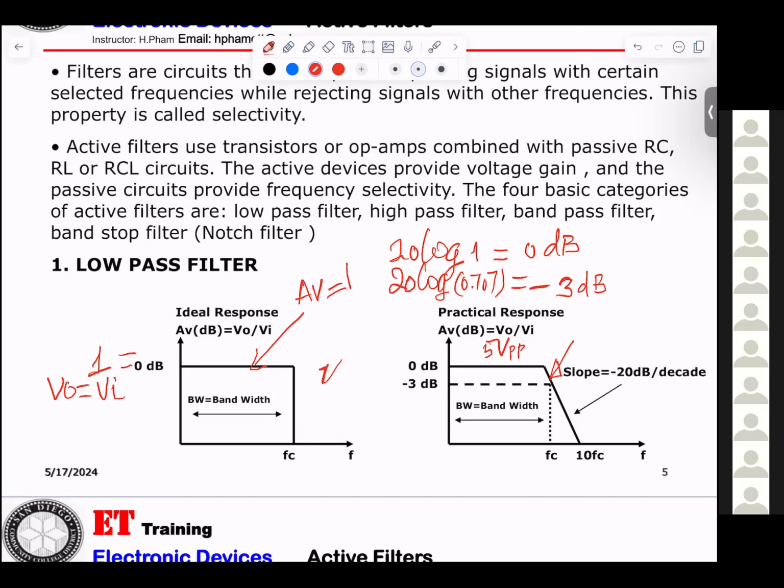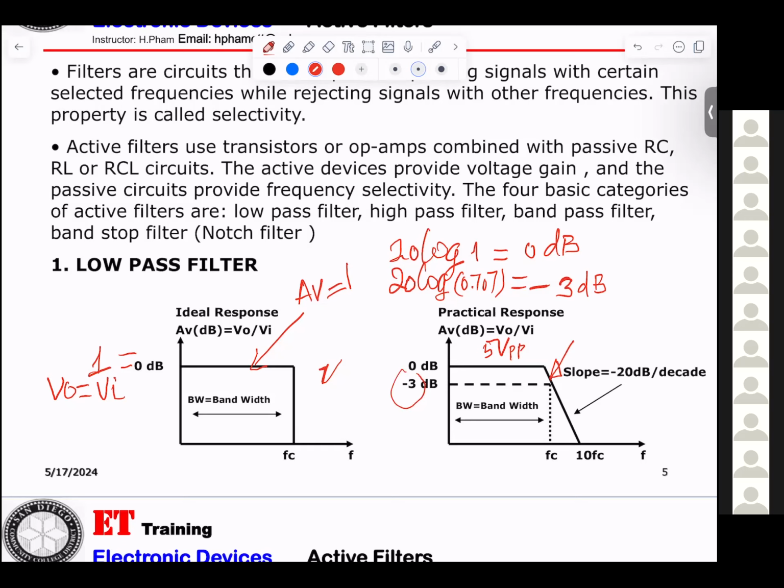Oh, I think what you want us to say, Mr. Pham, is that you gave us 5 volts peak to peak, and you want to know what it is at the minus 3 dB point. Exactly. So what you want is the square root of 2 divided by 2, which is actually 0.707 times 5 volts, and that's the answer. Perfect.